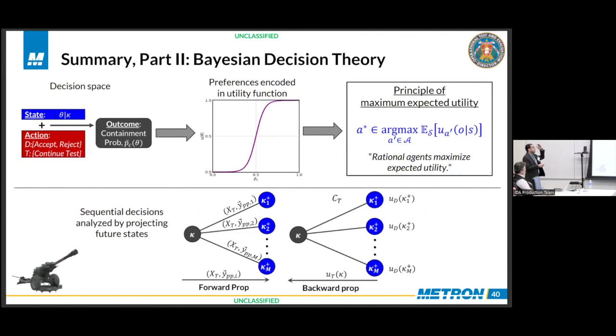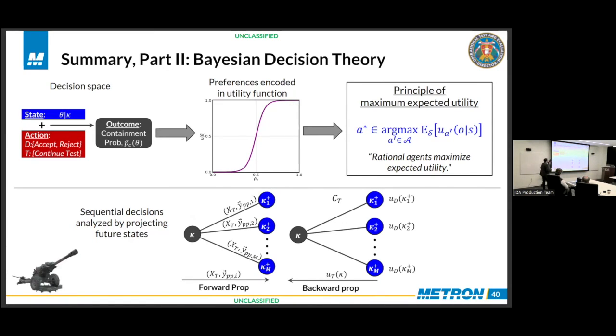And then the second part was Bayesian decision theory. So how do we define the decision space? What are the states? What are the actions? What are the outcomes? After you do that, you need to define the preferences of those outcomes, and then take those preferences and make them a utility. We have a utility function that does that. The most optimal action after doing that is that rational agents maximize the expected utility. And so that's that principle here.